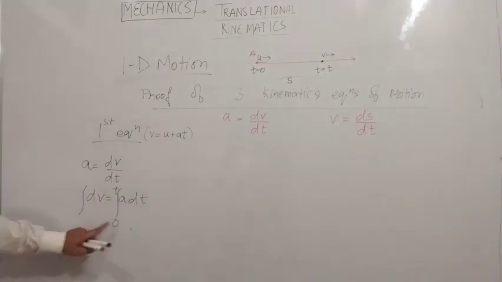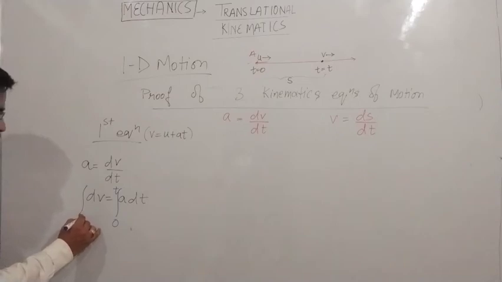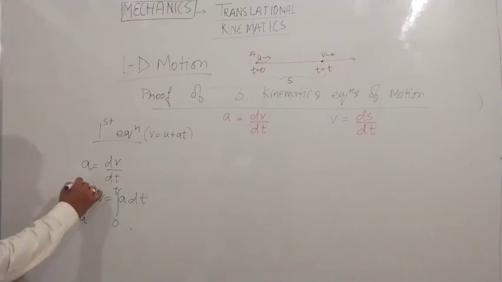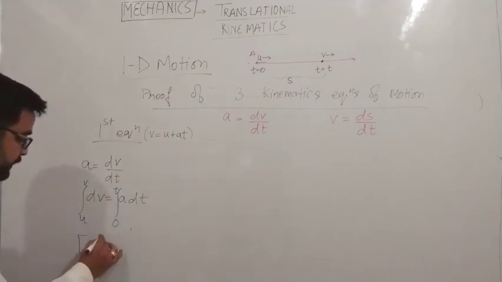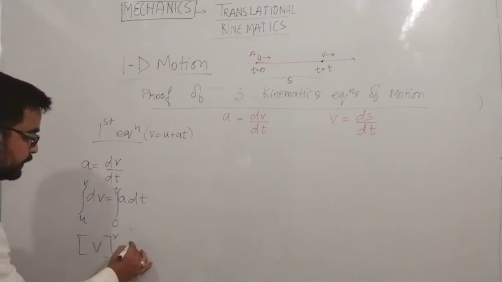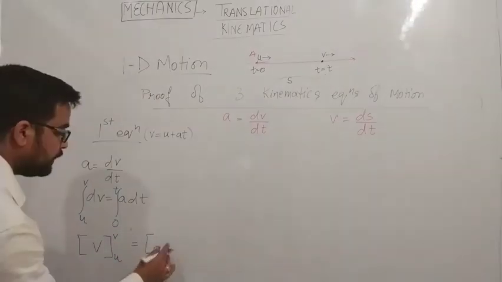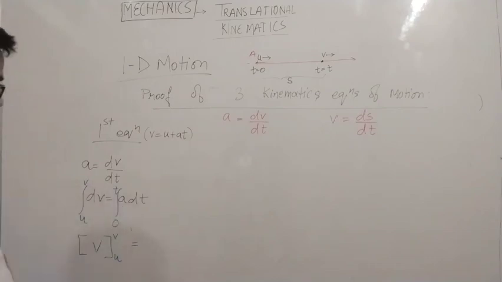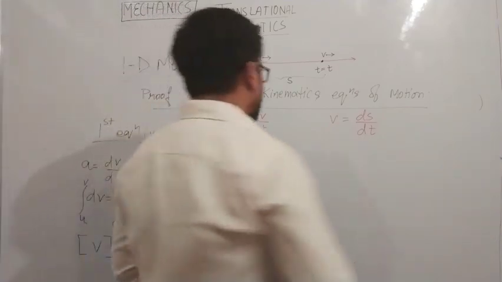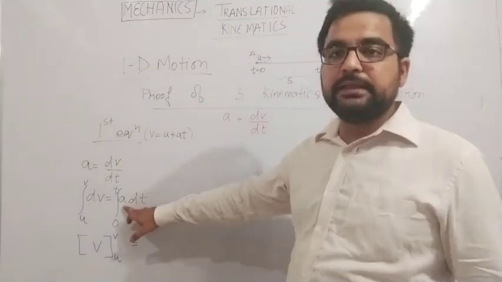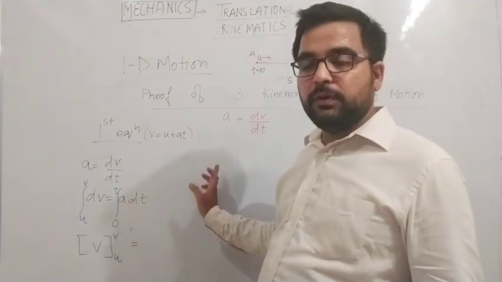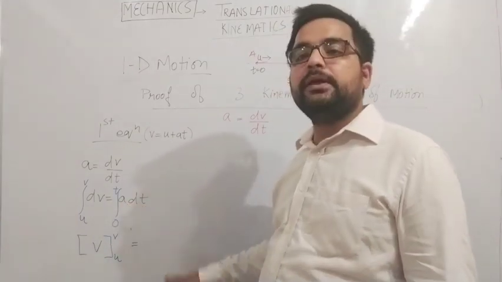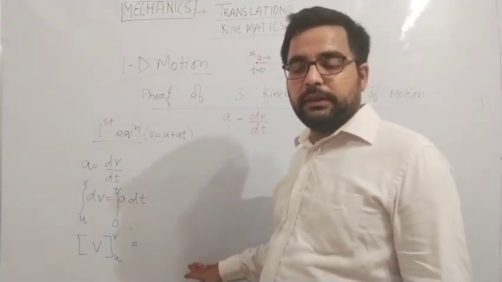At t is equal to 0, the initial velocity was u. At t is equal to t, the final velocity is v. So after integration of dv, it is going from u to v. Now see, if acceleration is variable, then in the question they will give you acceleration as a function of time, then you will put it here. You will put that equation here, and then accordingly you will calculate whatever they are demanding.